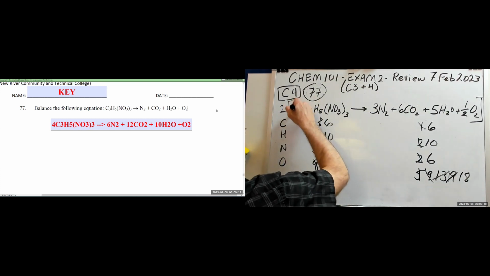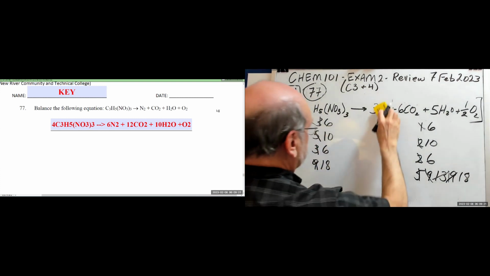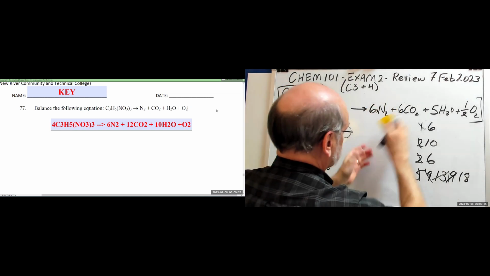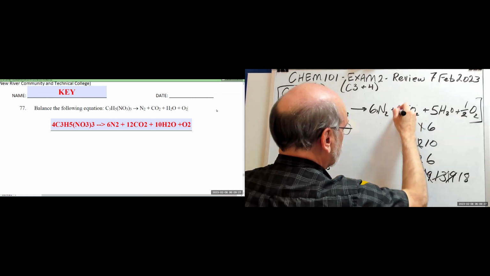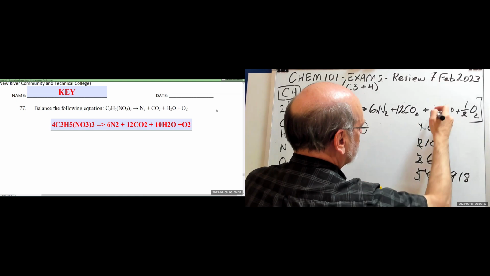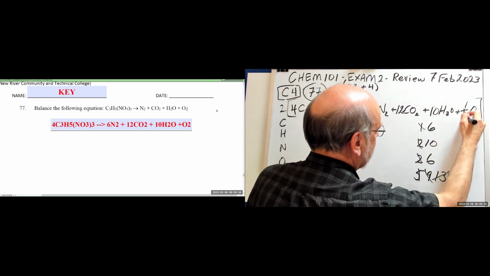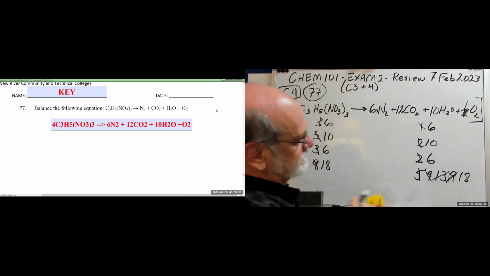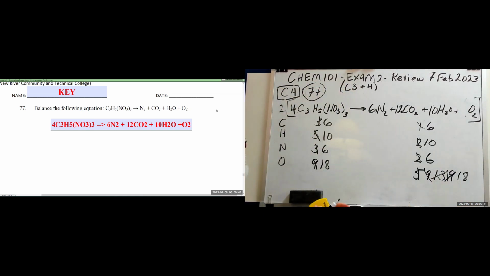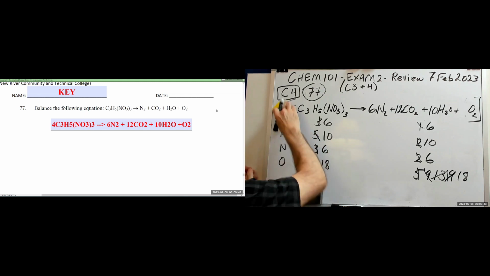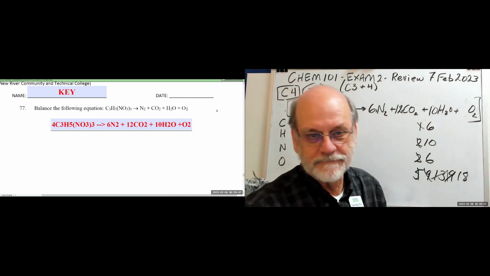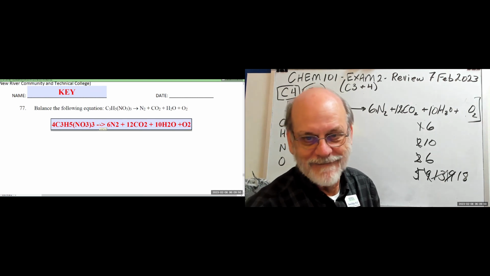Now that makes 4. Excuse me. 6, 12, 10, and 1, or nothing. There we go. So now our equation is balanced. 4, 6, 12, 10, and 1. There it is.